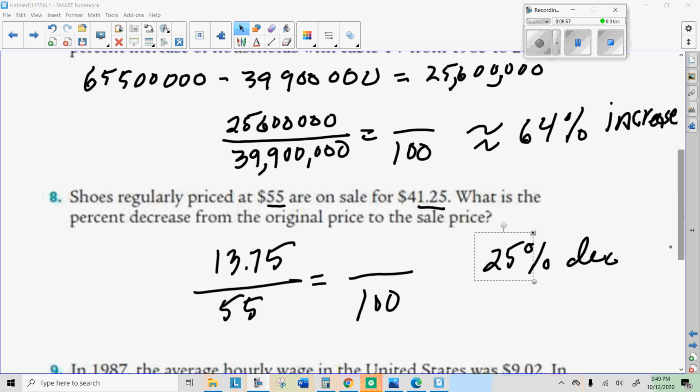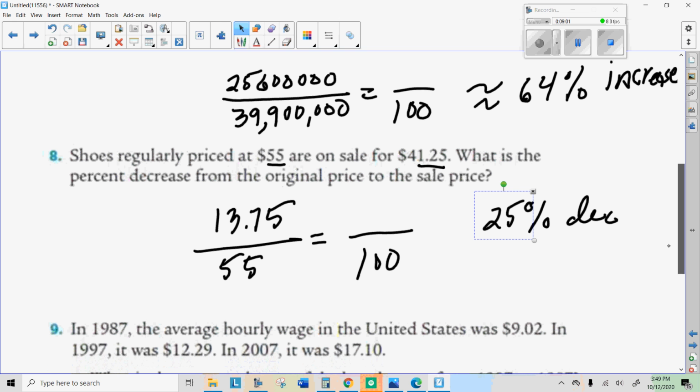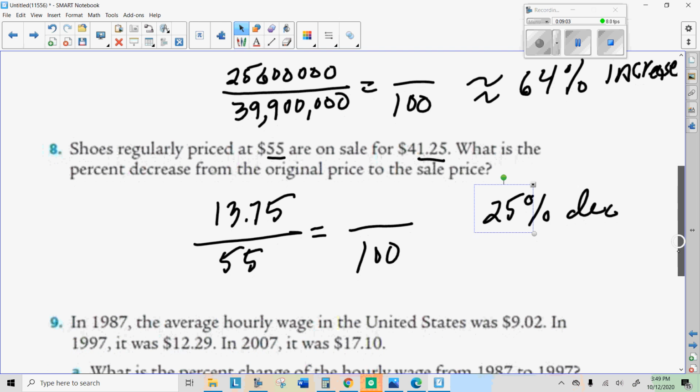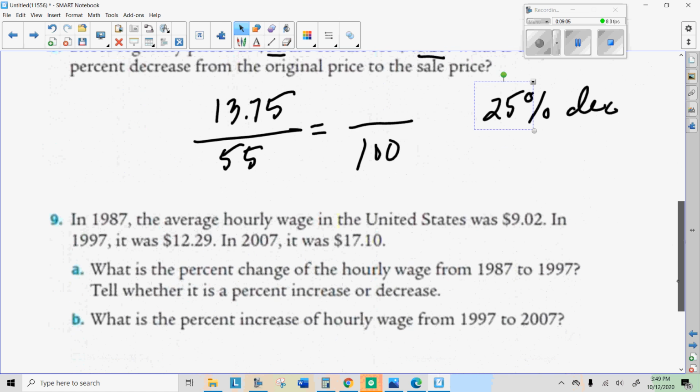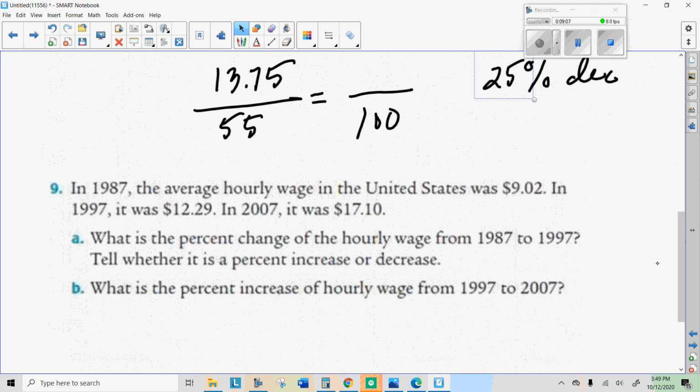So how'd that go? I got a 25% decrease. Basically, that's saying that you got a 25% discount on those shoes. Okay, it says in 1987, the average hourly wage in the United States was $9.02. In 1997, it went up to $12.29, and in 2007, it went up to $17.10. What was the percent change from 87 to 97?